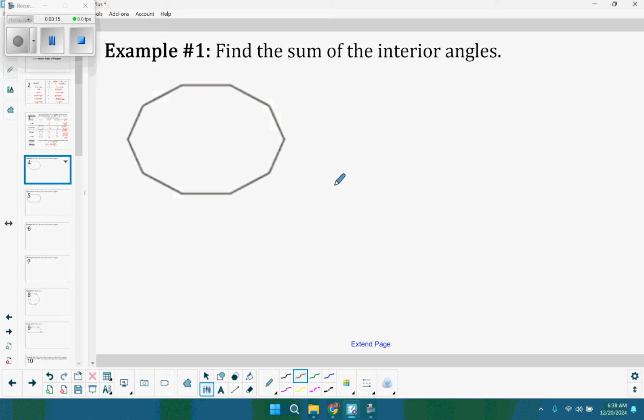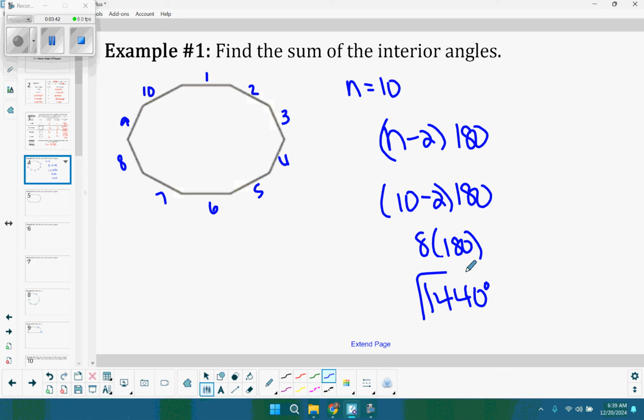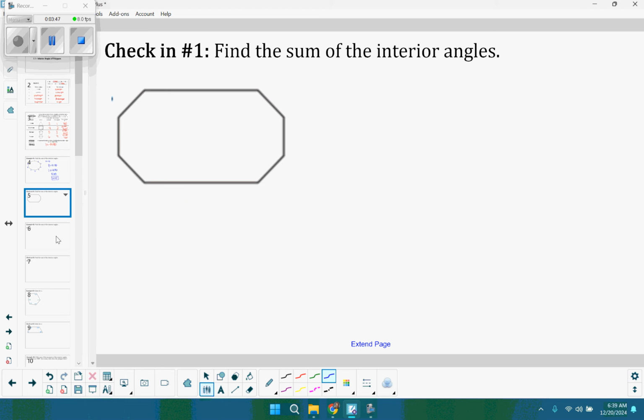So example 1, I want to find the sum of the interior angles. So I'm going to start by finding out how many sides I have. So n in this case is 10. We have a decagon. So when I want to do n minus 2 times 180, that's going to be 10 minus 2 times 180, which is really 8 times 180, which is 1,440 degrees. Here's one for you to try. Pause if you'd like. The answer is posted on Google Classroom.